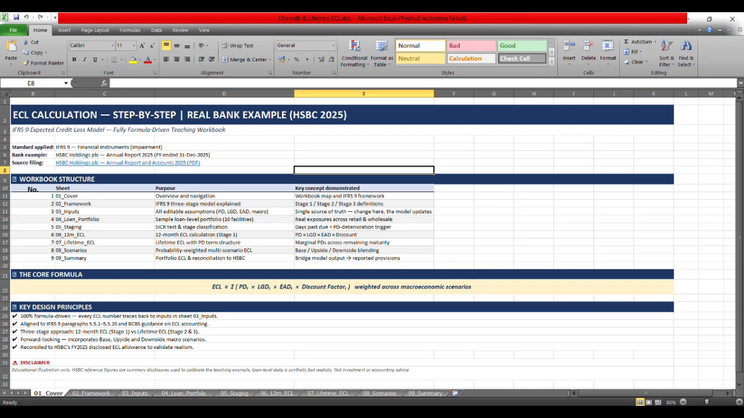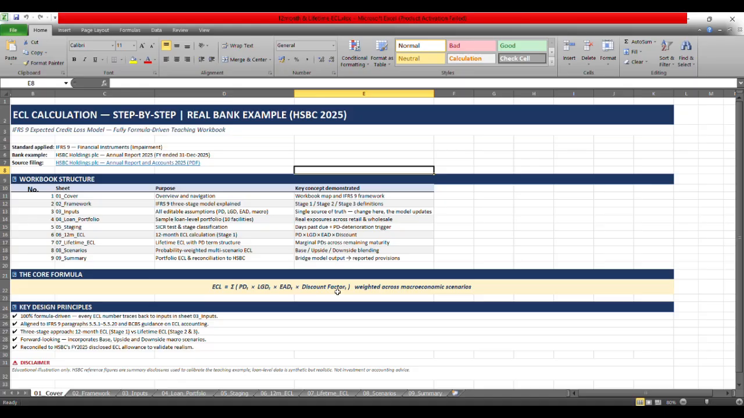The one thing that I want you to notice is the core formula: the ECL is equal to the sum of the PD times LGD times EAD times a discount factor. And then we weight it across the scenarios. That's it. That's the entire IFRS 9 methodology in one line.